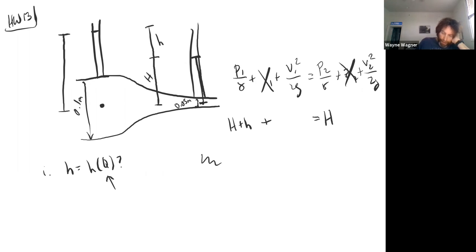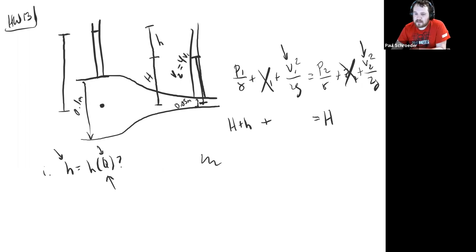Then I just have to get V1 and V2, because what I'm looking for is H as a function of Q. So right in here is where my Q is going to come in. Normally I like to look at this and go, okay, V2 is going to be 4 times V1. You know how I got that, right? You're okay with that? Yeah, that makes sense. Okay.